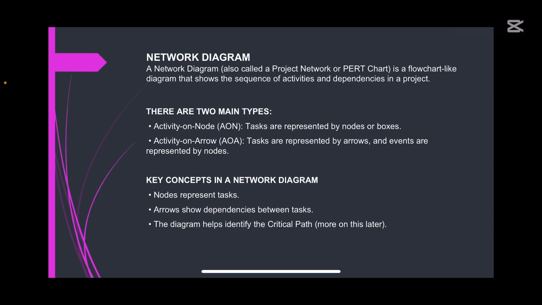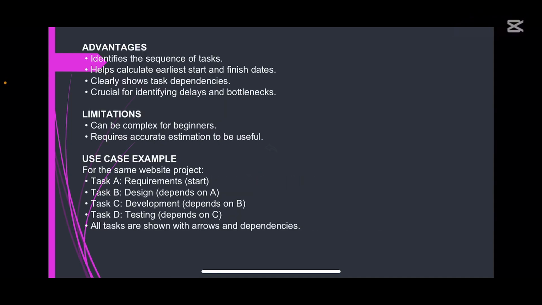Now what are the key concepts in the network diagram? 1, nodes represent tasks. 2, arrows show dependency between tasks. And lastly, number 3, the diagram helps identify the critical path. I'll talk more on this later.